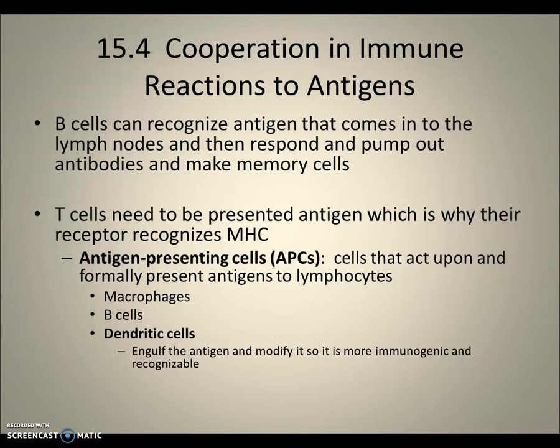So the B cells, again, I feel like I'm repeating myself, but I just want to make sure we hit all of the pieces. B cells can recognize antigen that just flows into the lymph nodes from the site of the infection, and then as they respond, if they are activated, they start to make copies of themselves that are called plasma cells.